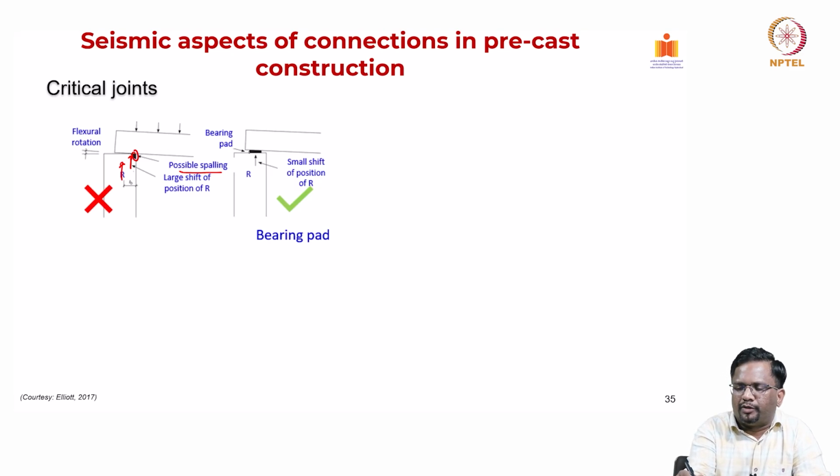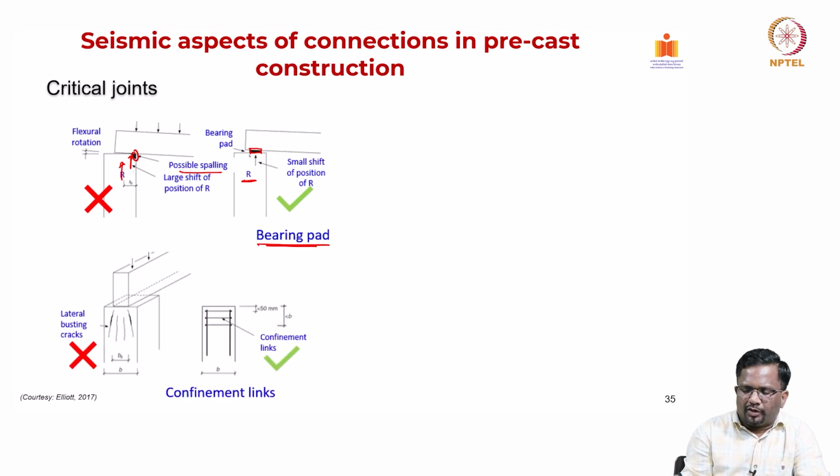So, typically you need to put some kind of a bearing pad, so that even if a small rotation is happening, the reaction location is not going to change much. This is only going to be a small shift, and that will not create this kind of localized spalling that is possible because of the rotation of the slab element. So, a bearing pad is important to put at the critical support locations.